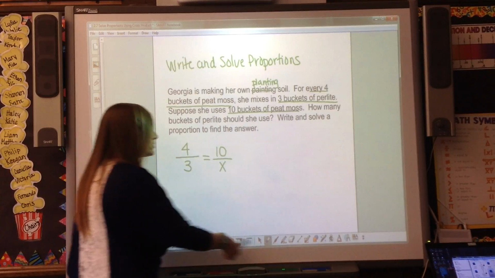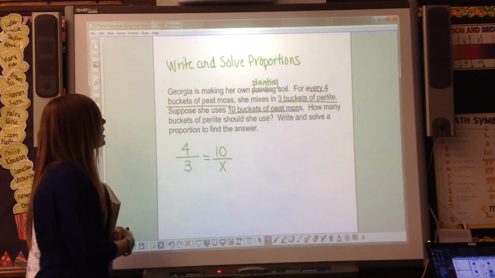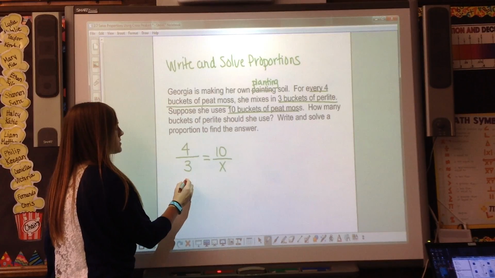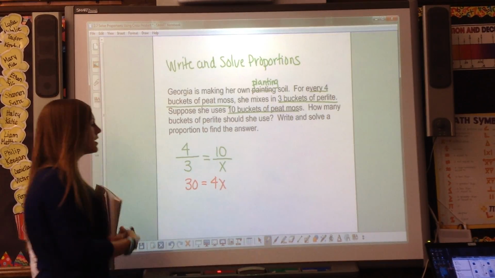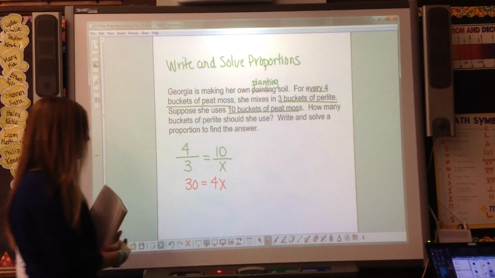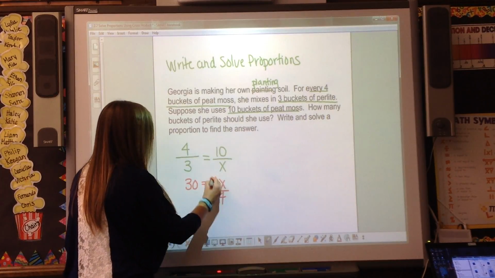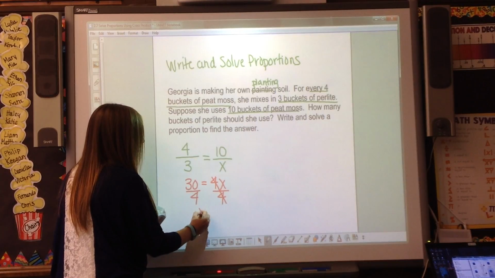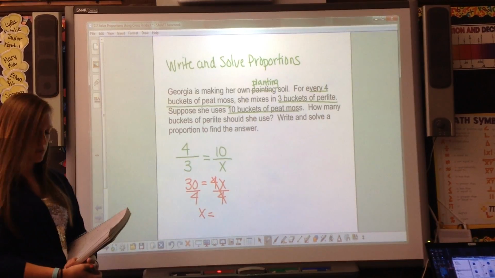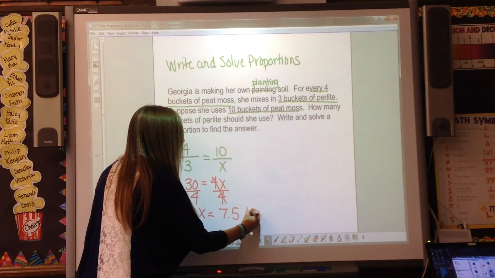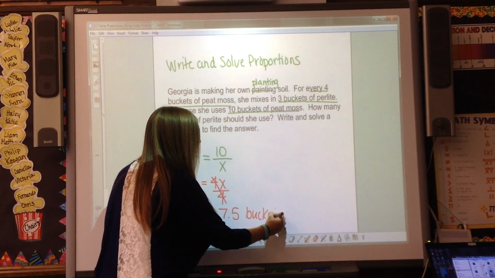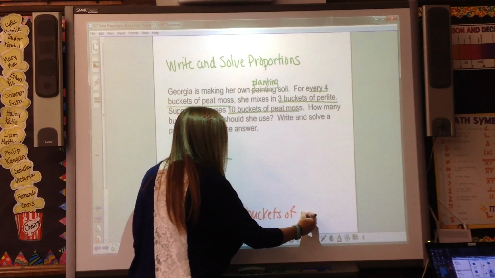To solve this, I'm going to use cross product. I'm going to multiply across. So 3 times 10 is 30. And then I'm going to solve the equation. I want to get X by itself, so I'm going to divide. So 30 divided by 4, you can put that right into your calculator, is 7.5. You need 7.5 buckets of the perlite.